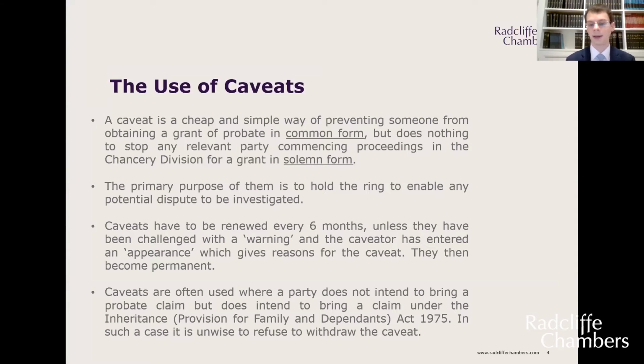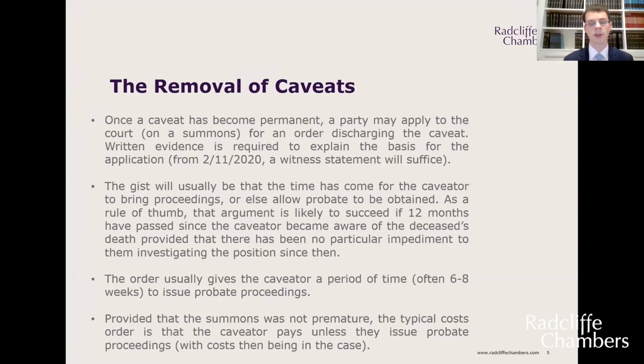What you should do instead is allow the caveat to go, allow the grant to be obtained, and get on with bringing your 1975 Act claim if you're going to. And if you don't, what is likely to happen is that someone will try to remove the caveat because you don't have a good reason for having it. Whether or not you're able to give a reason for having it, the party who's interested in the estate can apply to the court, and in cases in the southeast, this will usually be in the Principal Registry of the Family Division on High Holborn. And what they apply for is an order discharging the caveat.